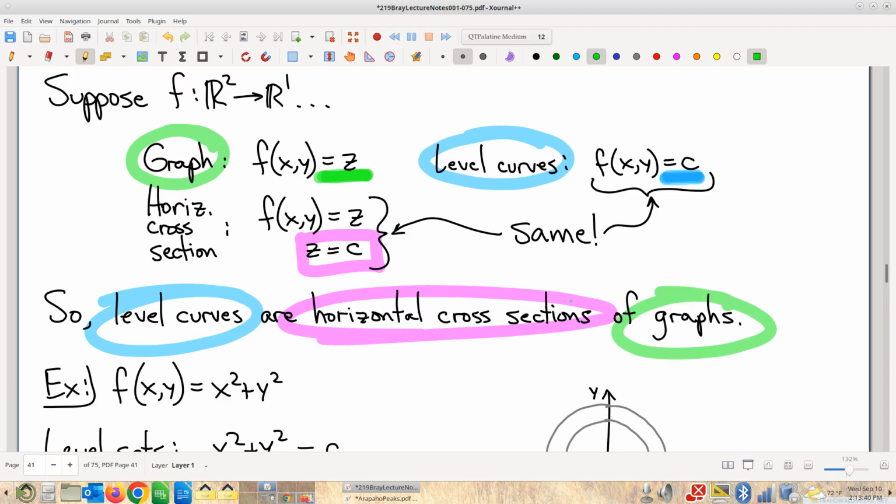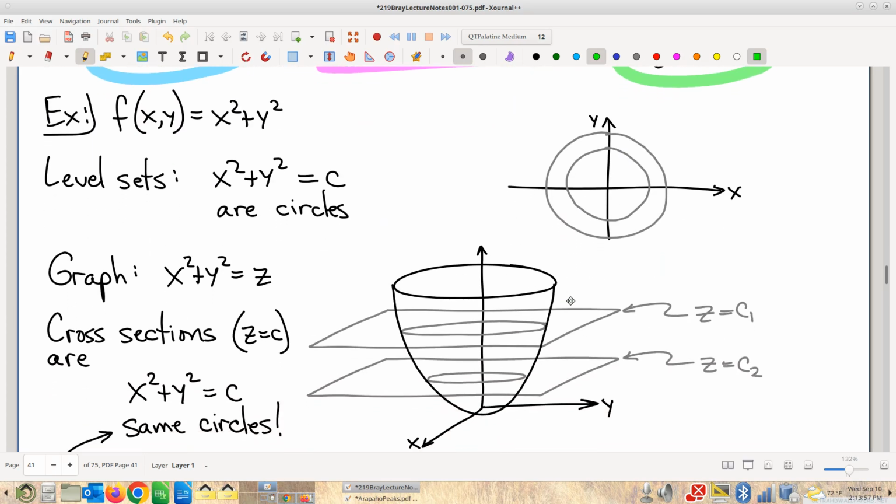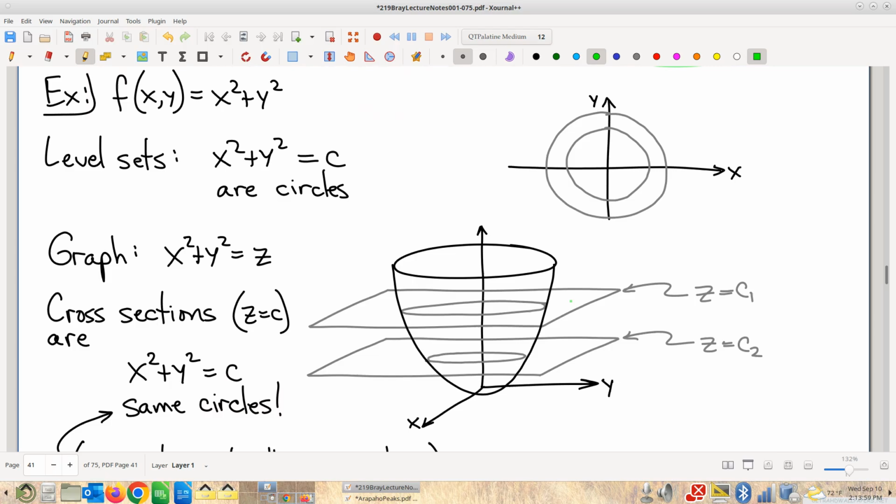Rolls off the tongue pretty nicely when you say it like that. Now, I did just commit a little micro math crime. I'm going to confess to my crime in a couple seconds, but let's focus on what's right about this. This is, I'm going to say morally kind of correct. Level curves are horizontal cross-sections of graphs. Let's see it in action. Here's a function.